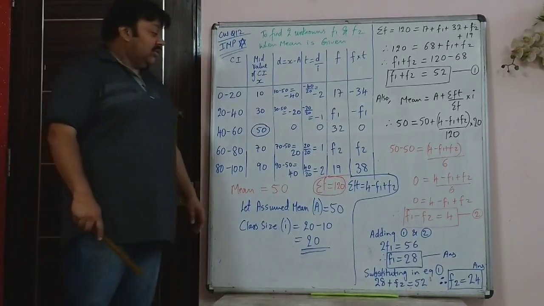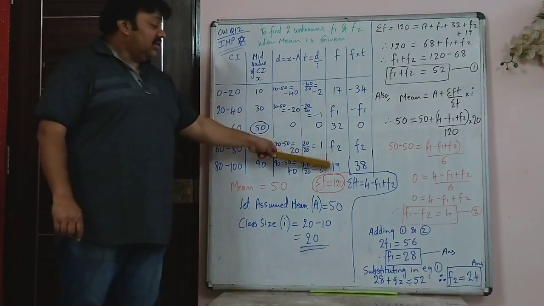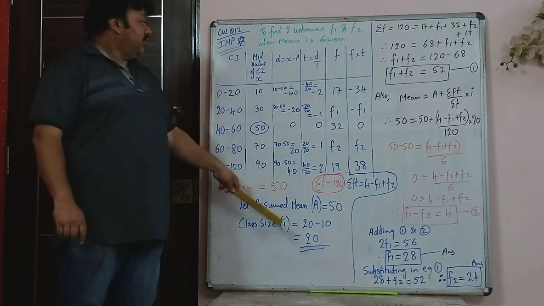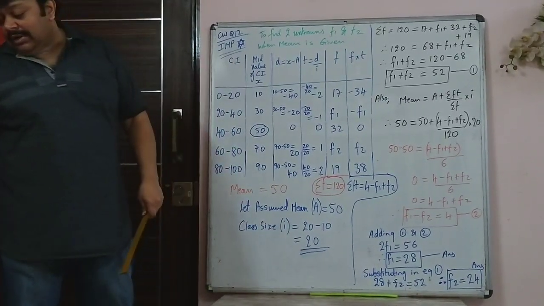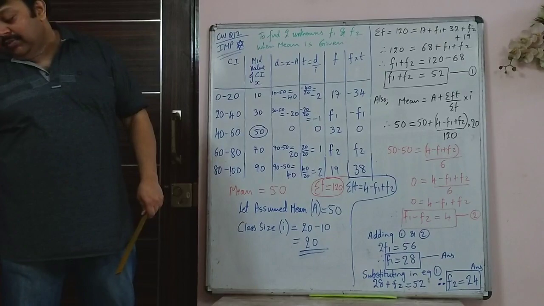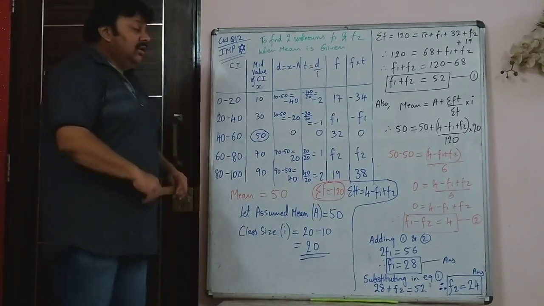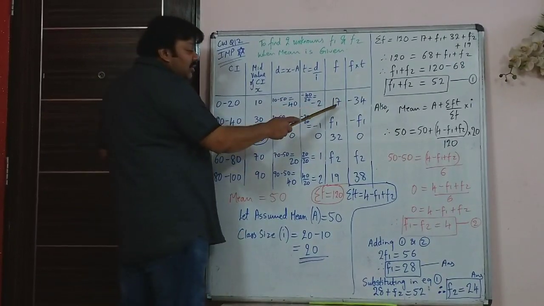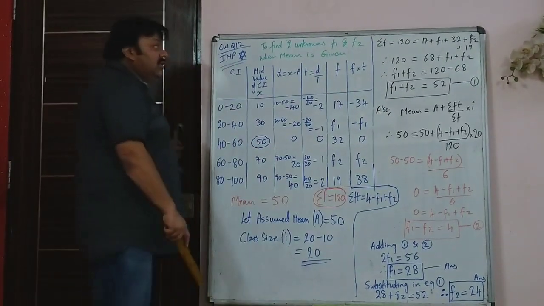Here the mean is given. And you are also given that the sum of all the frequencies, the total number of people, is 120. So the data mentions clearly that the total number of observations is 120. Total number of observations means when you add up all these frequencies, it gives you 120.